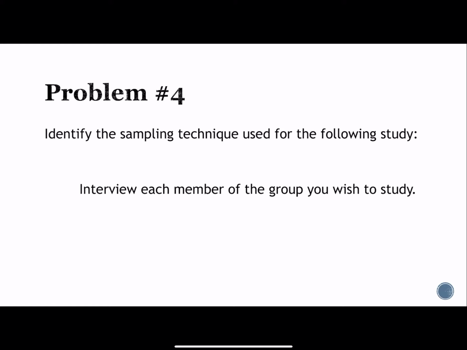In this one, we want to identify the sampling technique. So this is vocabulary. Okay, that's vocabulary. And so this is actually a chapter 1 question. So interviewing each member of the group you wish to study. Since we're interviewing everybody, it's a census. Okay, so it's chapter 1, just some vocabulary here.